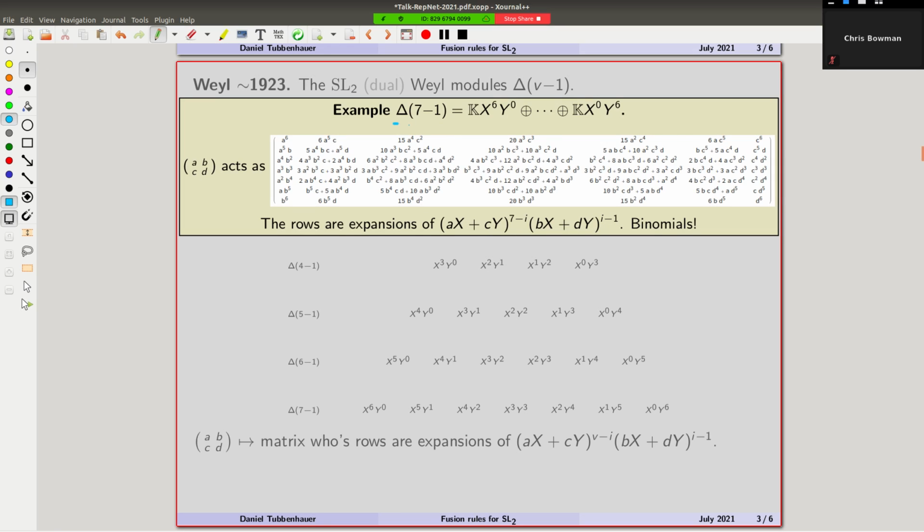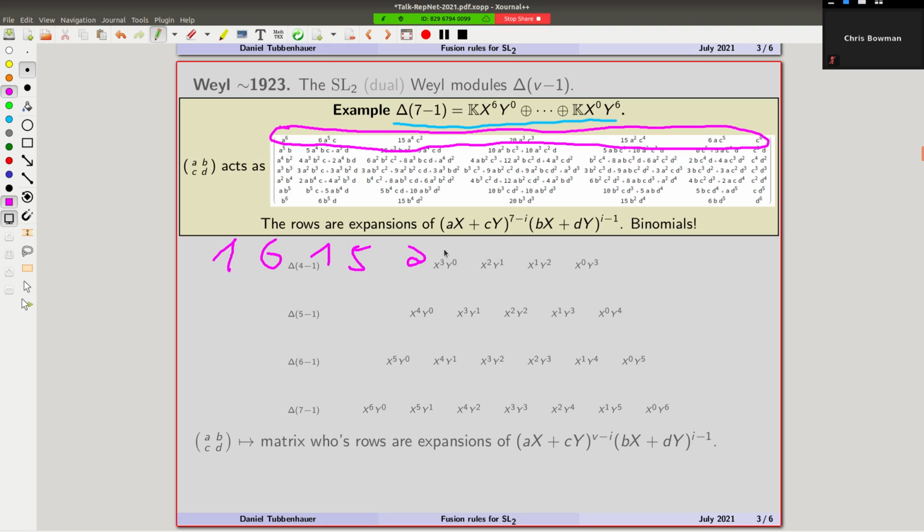So, for example, if you have your delta 7 minus 1, it's a 7-dimensional space, and you just write down the matrix, and in each row and column you just expand this and look how often the corresponding basis vector appears. And one row should look very familiar. The first one, just look at the coefficients, don't look at the ABCs. Then you see 1, you see 6, you see 15, you see 20, 15, 6, and 1 again.